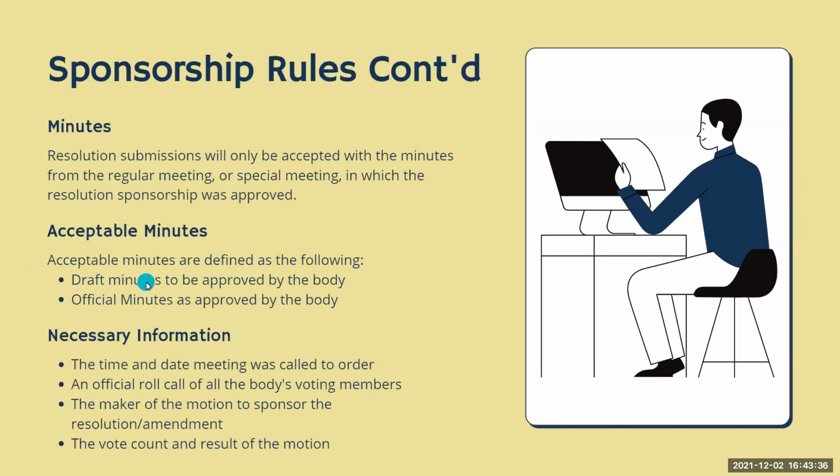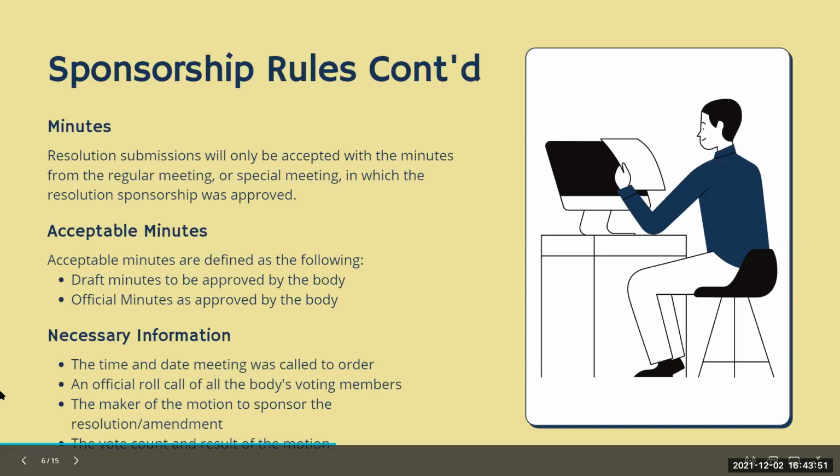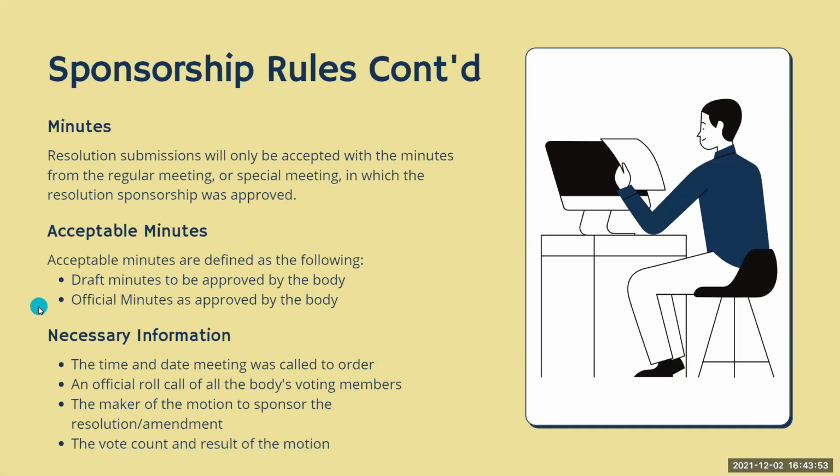Necessary information on those minutes: the time and date the meeting was called to order, so we know it happened on a specific day. This helps transparency and legitimizes your sponsorship and resolution as a whole. Also needed: an official roll call of all the body's voting members, the maker of the motion to sponsor the resolution or amendment, and the vote count and result of the motion.